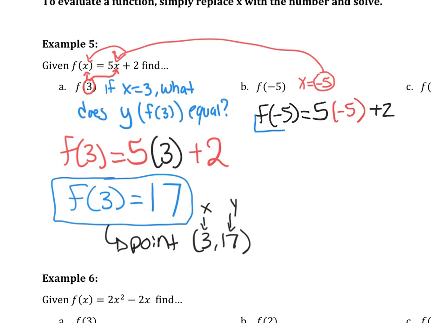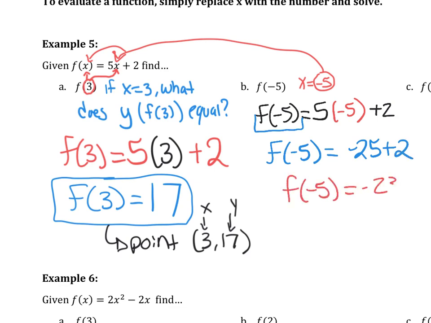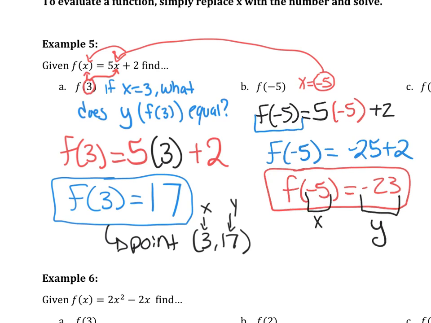So again, this f of negative 5 here, that's just what we're trying to solve for. You're not doing any operations there. So f of negative 5 equals, we'll have negative 25 plus 2, which will give us f of negative 5 equals negative 23. And again, once you get down to one number, that is your solution. And again, negative 5 is our x value, negative 23 is our y value.